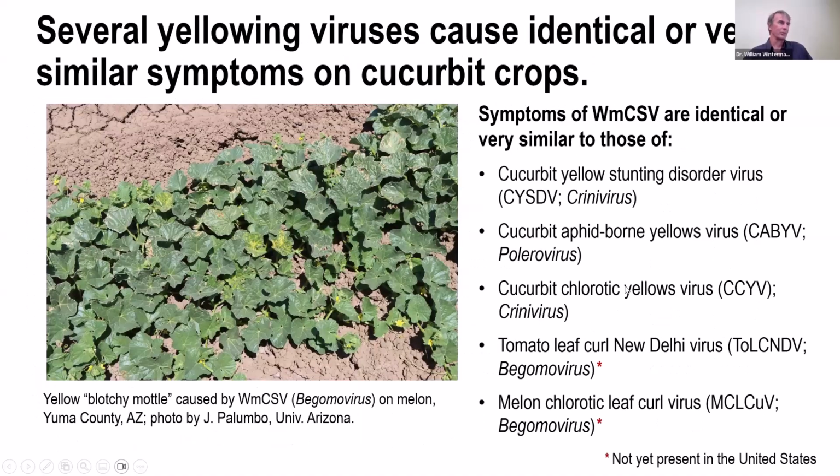Watermelon chlorotic stunt looks like many of the other viruses that we have. It looks a little different than what we generally see with CYSDV or CCYV or even aphid-borne viruses, but the early mottle symptoms of those viruses look a lot like the mottle symptoms you see here in the center of this watermelon chlorotic stunt virus infected melon plant. So it is difficult to look at a plant and know what your causative agent is. It also could have some similarities to other begomoviruses that are not yet in the United States.